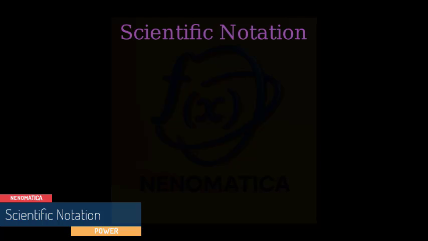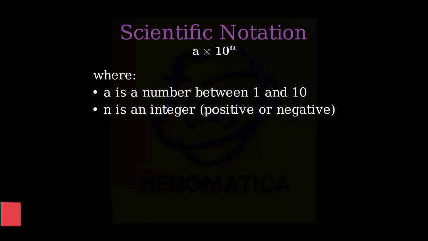Welcome to this math video on scientific notation. In this video, we'll learn how to convert decimal numbers to scientific notation. Scientific notation is a way of expressing numbers that are too large or too small in a more compact form. It's written as a product of a number between 1 and 10 and a power of 10. Let's look at our first example.